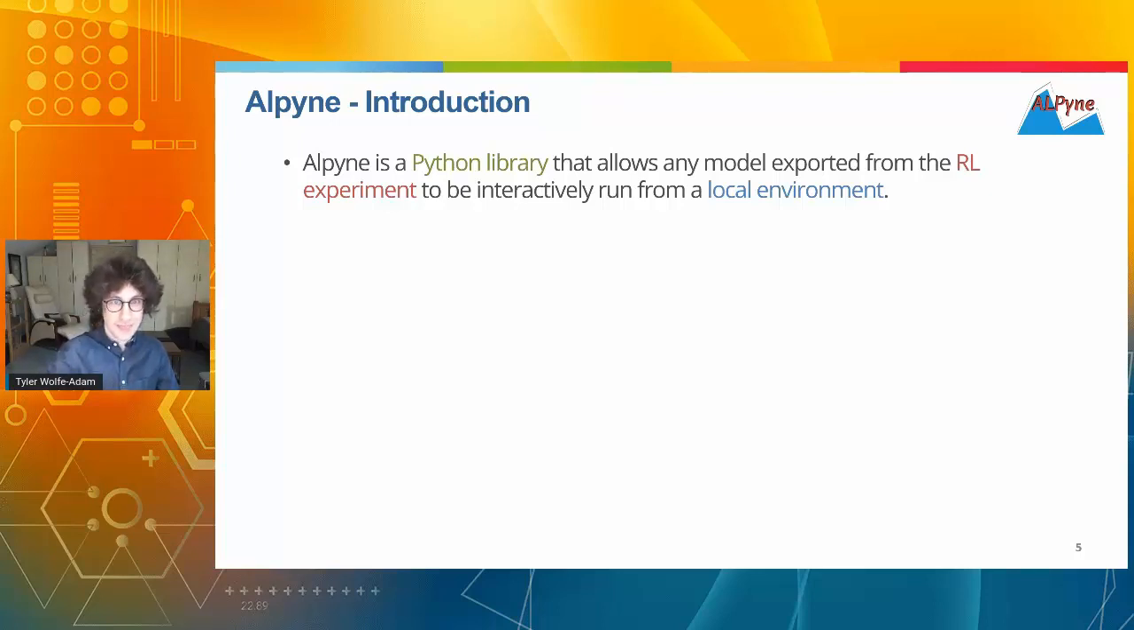So Alpyne is a Python library. So you interact with it within a native Python environment. And it allows any model exported from the RL experiment to be interactively run within your local environment.